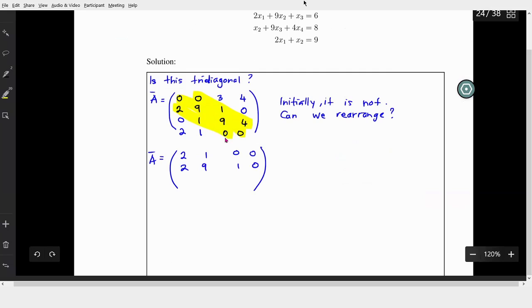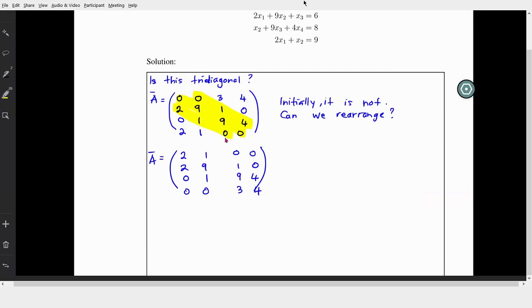So maybe for the first time, it is quite hard for you to just look and place them like that. So you might want to jot down, try on the paper. And then we have 0, 1, 9, 4. So that one does not change. And then we have 0, 0, 3, and 4. So that you can check.